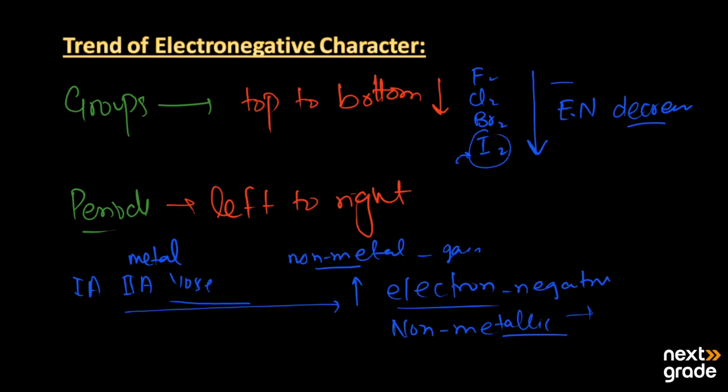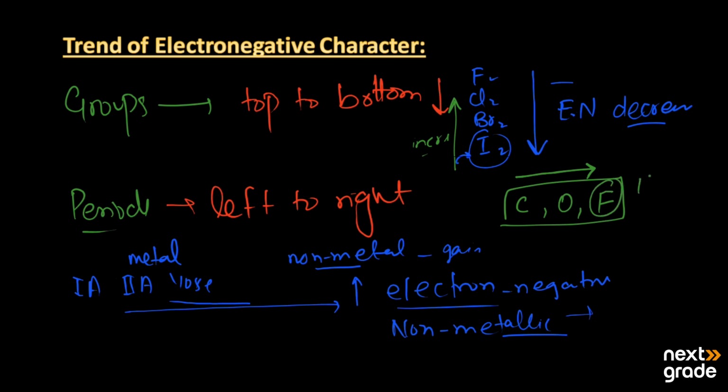We can also say that when we move from bottom towards the top, the non-metallic character also increases in the periodic table. So this is the simple trend of electronegative character. We can also have examples. Likewise, if we talk about carbon, oxygen and fluorine, which one will be more electronegative? Because when you move from left to right, the electronegative character increases, so fluorine will be more electronegative than oxygen, and oxygen will be more electronegative than carbon.